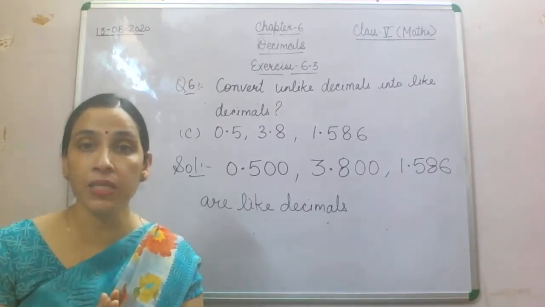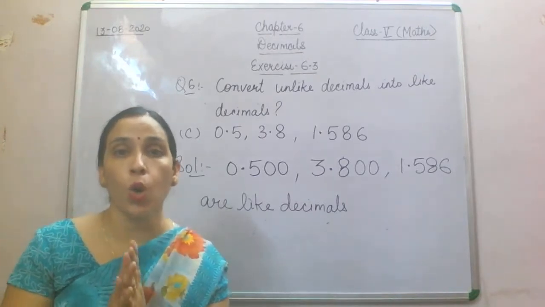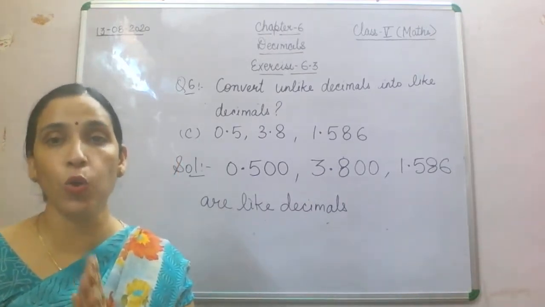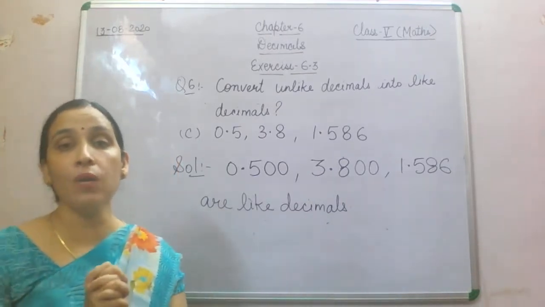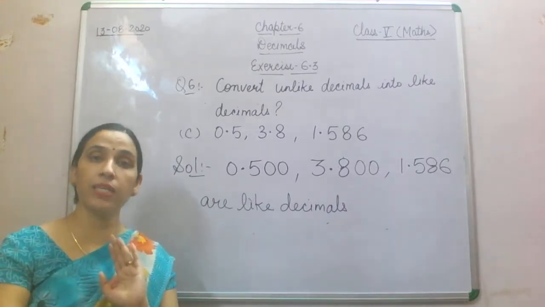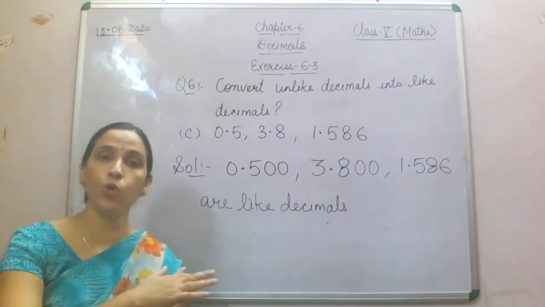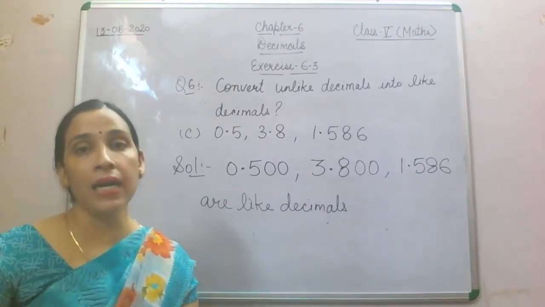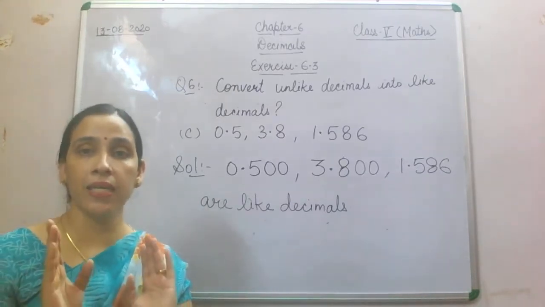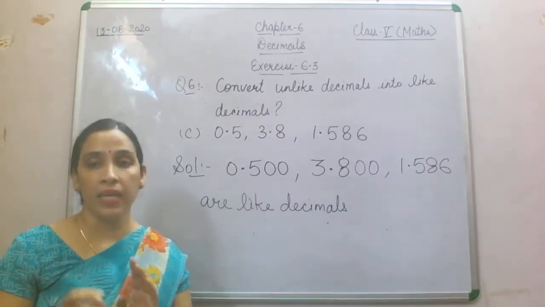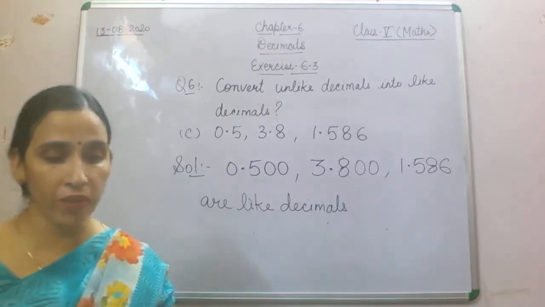Now question number 6, A, B, C. All 3 questions have a group of unlike decimals. And what we have done, we have converted the group of unlike decimals into like decimals. And along with that, we have seen equivalent decimals also. Equivalent decimals come from fractions only.